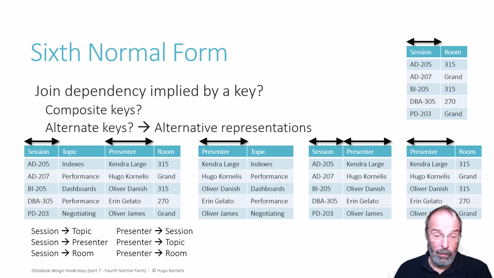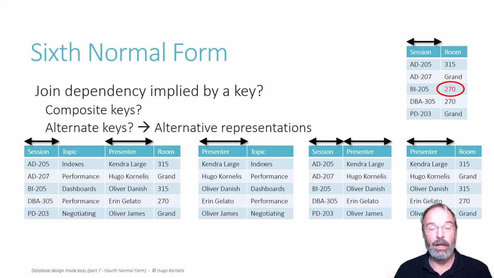Because in the now 4-table design on the right, I could change the location for BI205 to room 270. On the right-hand side, nothing is violated. But we have a weird situation now, because session BI205 is presented by Oliver Danish. Oliver Danish is in room 315. But everyone who wants to see session BI205 goes to room 270, where there is no presenter. This is not right.